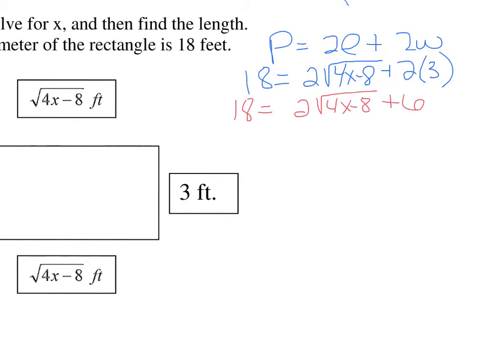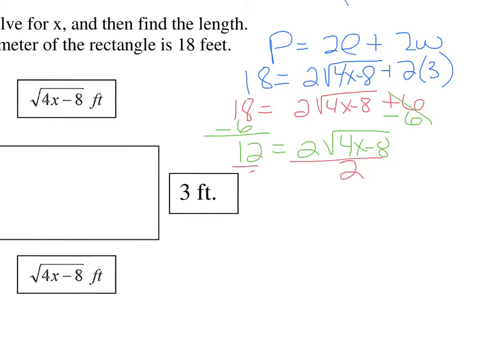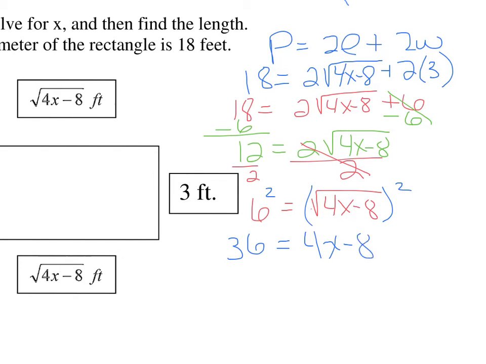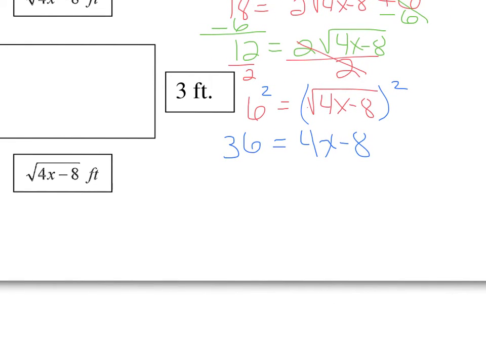Okay, I'm going to try to isolate this radical by first subtracting this 6. So we have 12 equals 2 square root of 4x minus 8, and those are gone. Now we're going to divide by 2 to isolate this radical. So 6 equals, well, the 2 is gone now because these 2's cancel. So we have square root of 4x minus 8. And now we can square. Once you have that radical isolated, you can square. So 36 equals 4x minus 8. Now isolate that x by adding 8 to both sides.